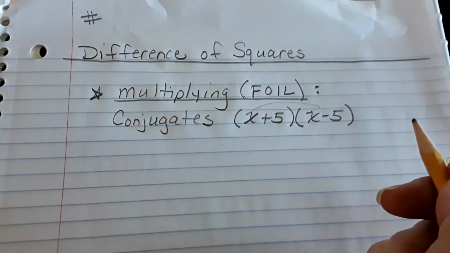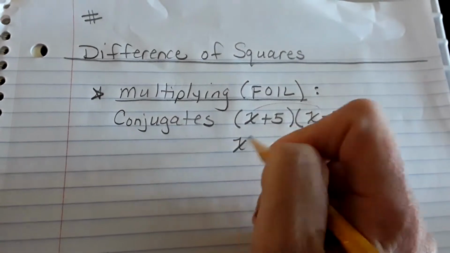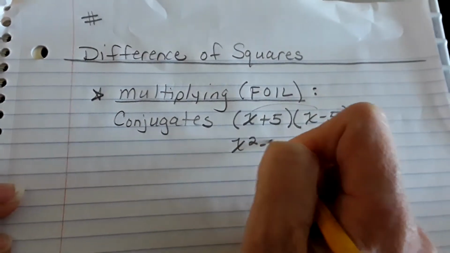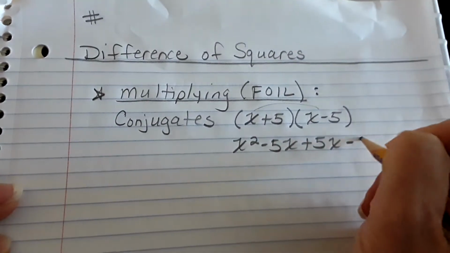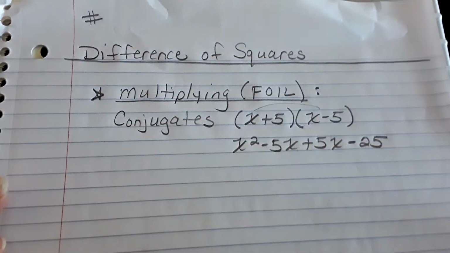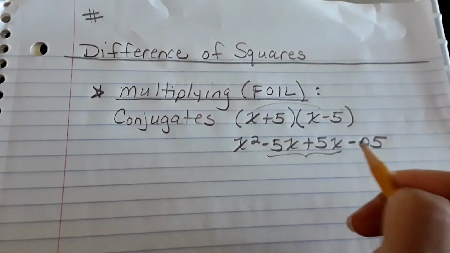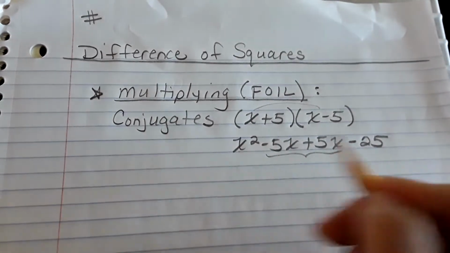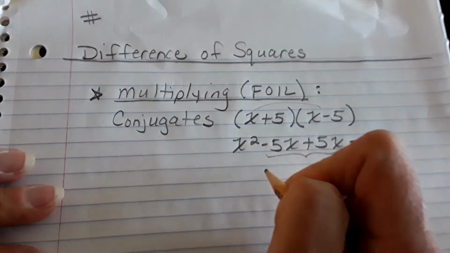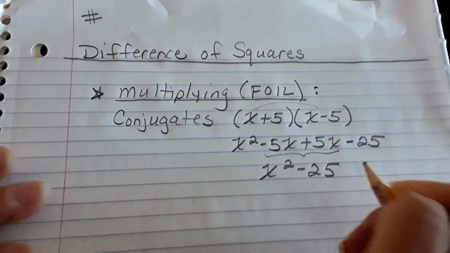You've got first, outer, inner, last. So you've got x squared minus 5x plus 5x minus 25. So remember, when you have conjugates, when you're simplifying, your two middle terms will always cancel out and you'll be left with the first and the last. So the final answer would be x squared minus 25.